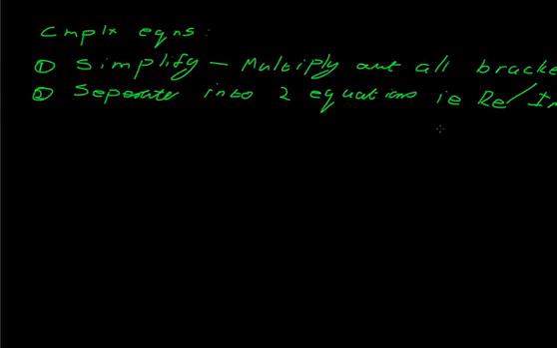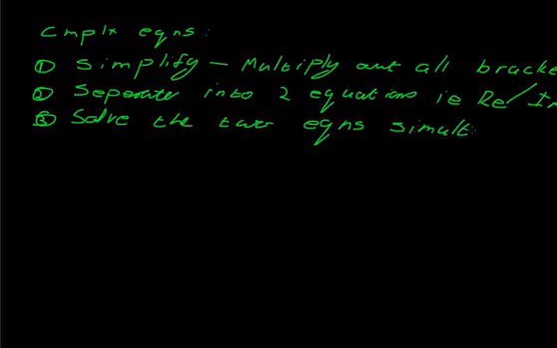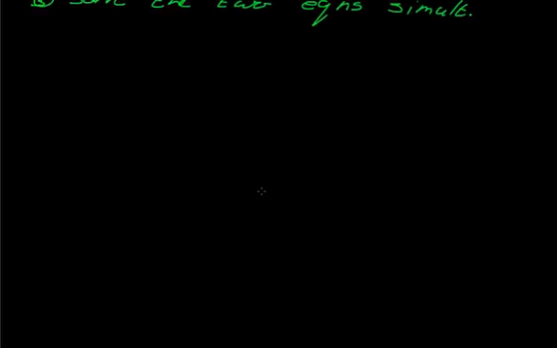Then, number 3 is solve the 2 equations simultaneously. So in the normal way that you would solve a set of simultaneous equations, you continue and you just solve for x and y, and then you will have solved the complex equation. Okay, now that we've done with that, we can move on to the next section.